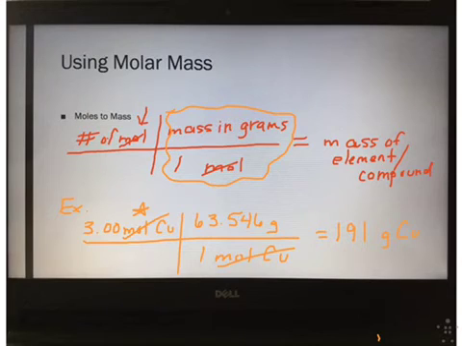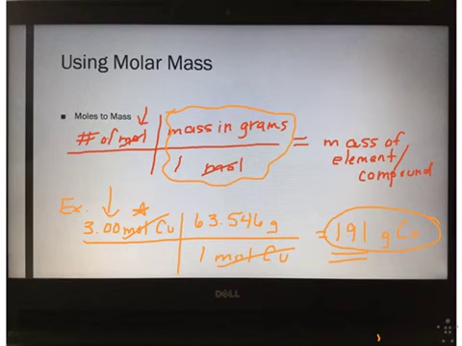Okay? I just want you to keep that in mind. And if you actually do this math, it comes out to a decimal, but notice I only kept 3 numbers. It's because the number that I started off with has 3 significant digits. So this would be your final answer.